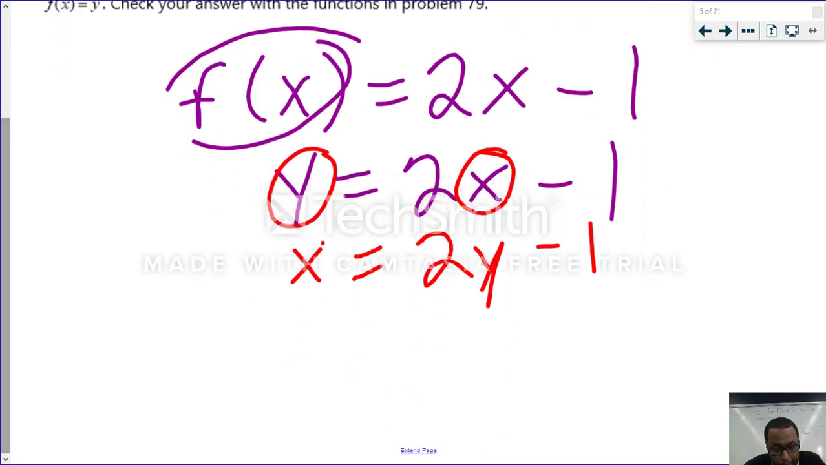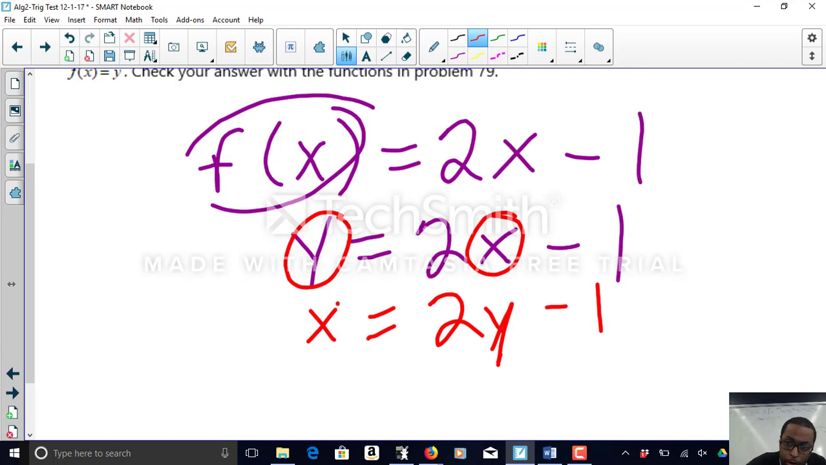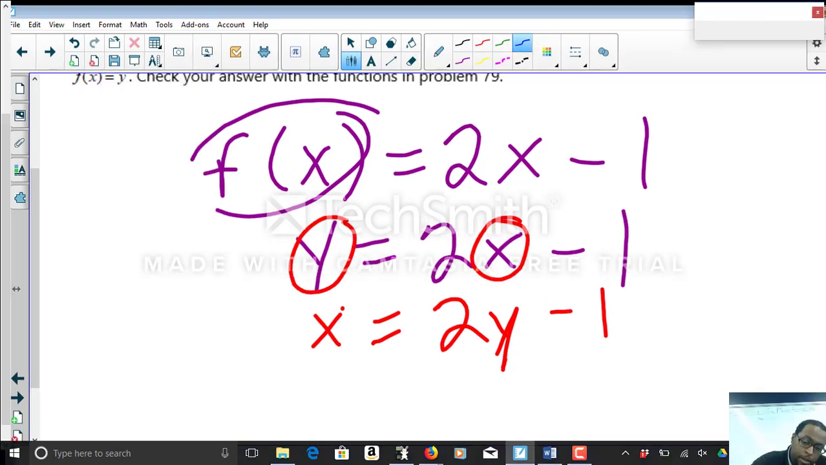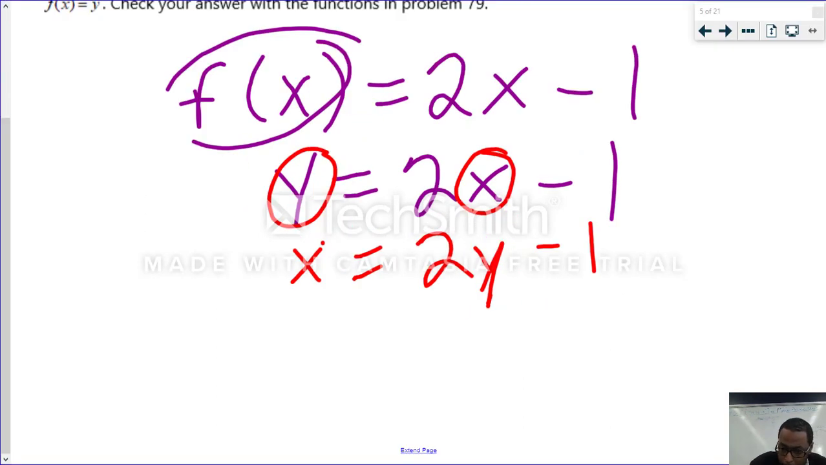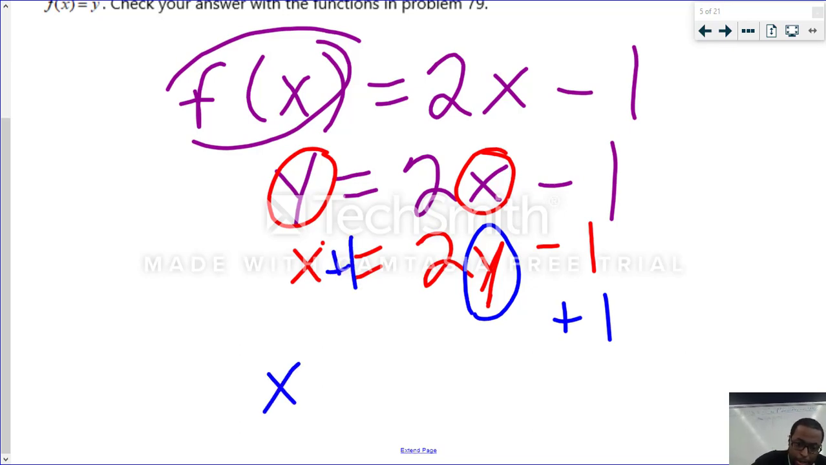I'm going to replace the x with y and the y with x. And then from there, I'm going to solve for y. Okay? How do I solve for y? Because I want this by itself. My first step, I'm going to get rid of this 1. Since that's a negative 1, I'm going to add 1 to both sides. So now I have x plus 1 equals 2y.